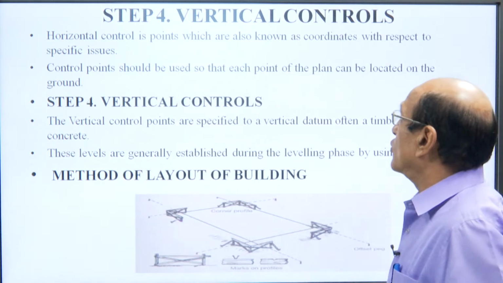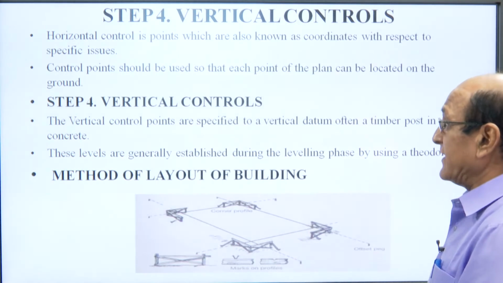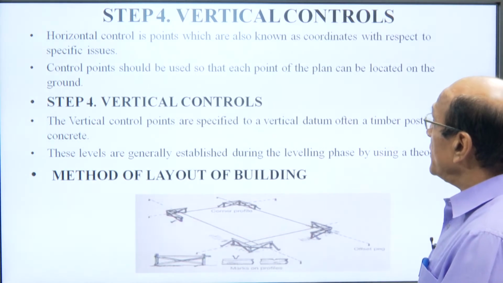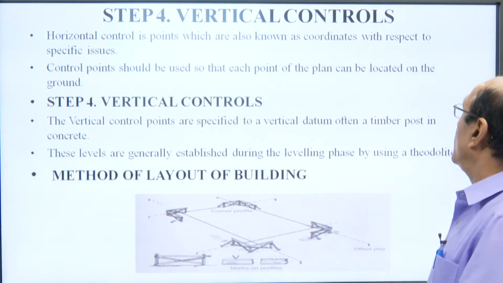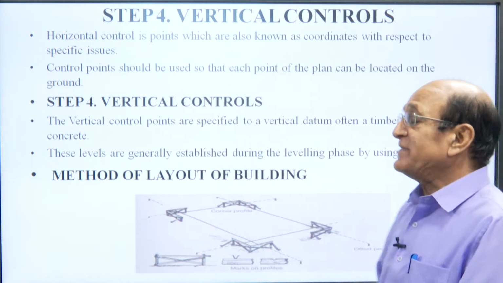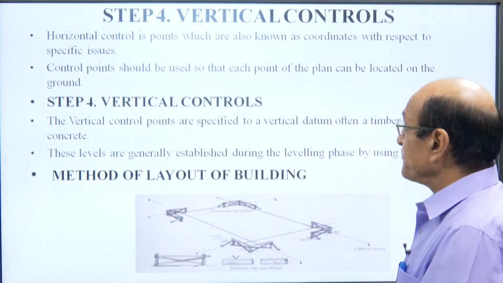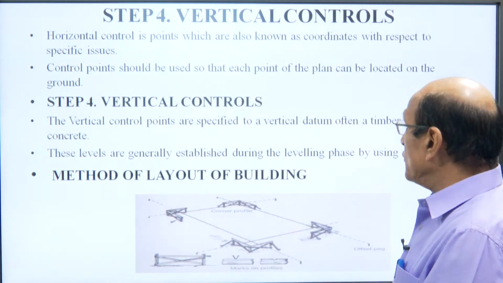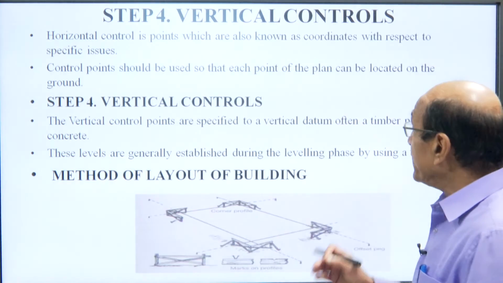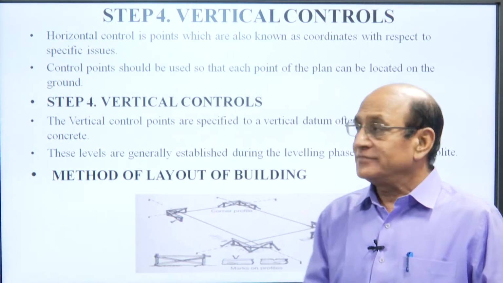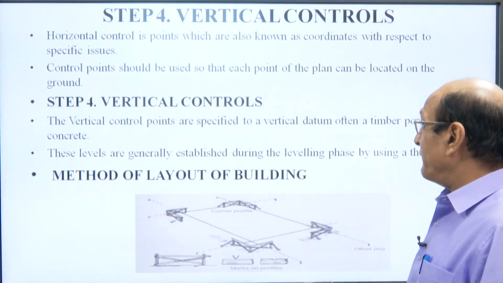Now, the vertical control, the fourth step, is vertical control. Horizontal control points are also known as coordinates with respect to a specific datum. Control points should be used so that each point of the plan can be located on the ground. Fourth step, vertical controls.